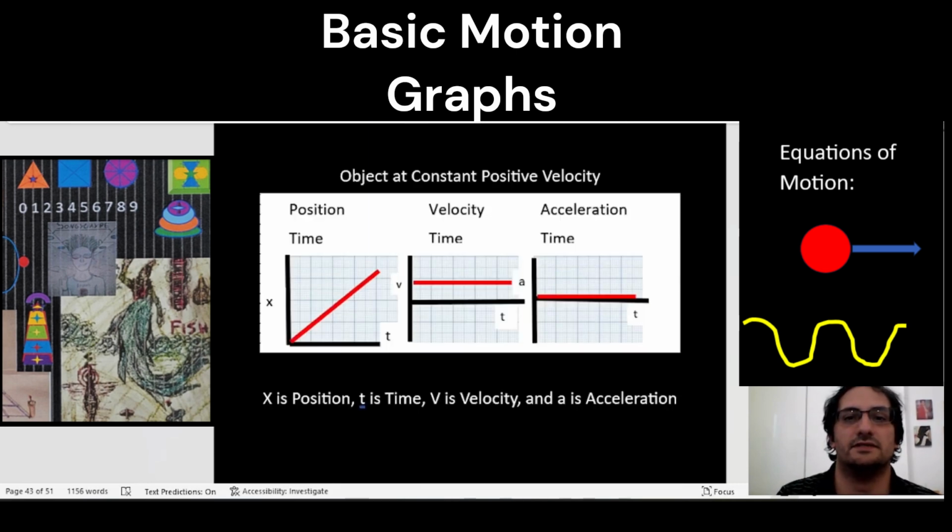Object at constant positive velocity: it means that the position increases, right, with a positive slope. And the velocity-time graph, since it's a constant positive velocity, will be a flat line above the axis, in the positive side of the graph, which is the top portion of it. And because the velocity is constant, the acceleration will just be zero.